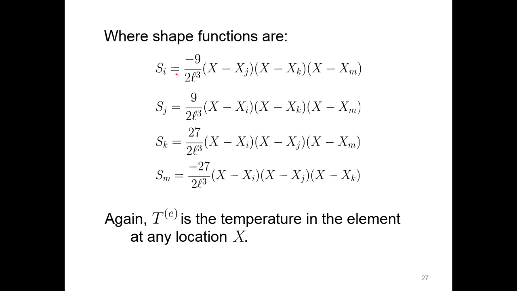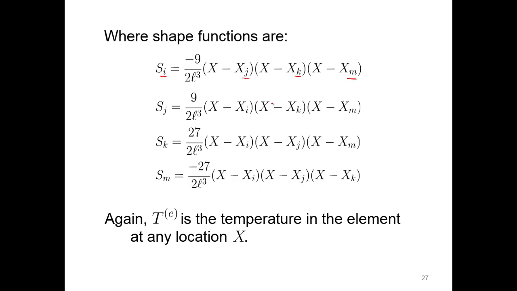So the thing to note here, so this is shape function node I. Notice that we have X at node J, X at node K, and X at M. We don't have it for I. So that's kind of the pattern here. We got J, I, K, and M, etc. So again, it's the overall temperature in the element. Any location X, we can figure out what the temperature is in the element.